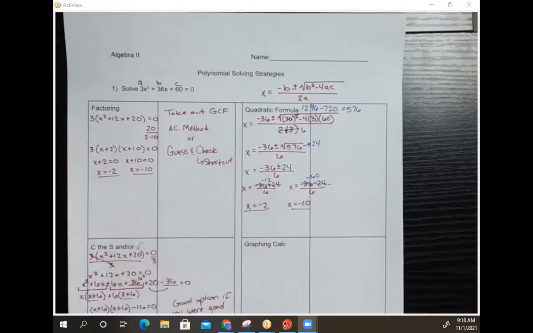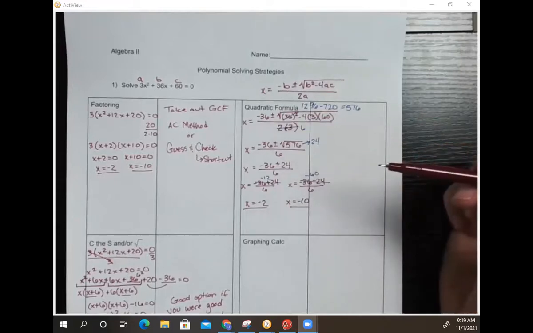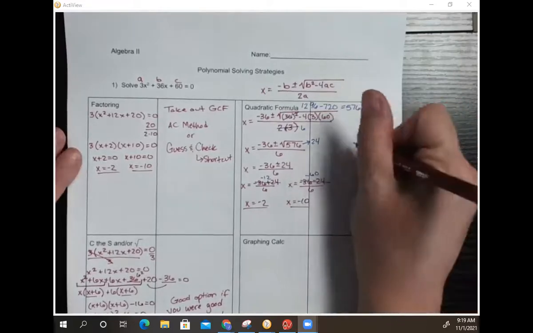So far, what's been our least amount of work? The factoring, right? For this particular problem, factoring has been our least amount of work. We get the same solutions either way. Quadratic formula is not too bad to set up, but a lot of simplifying has to happen. So you have to be careful with your simplifying.